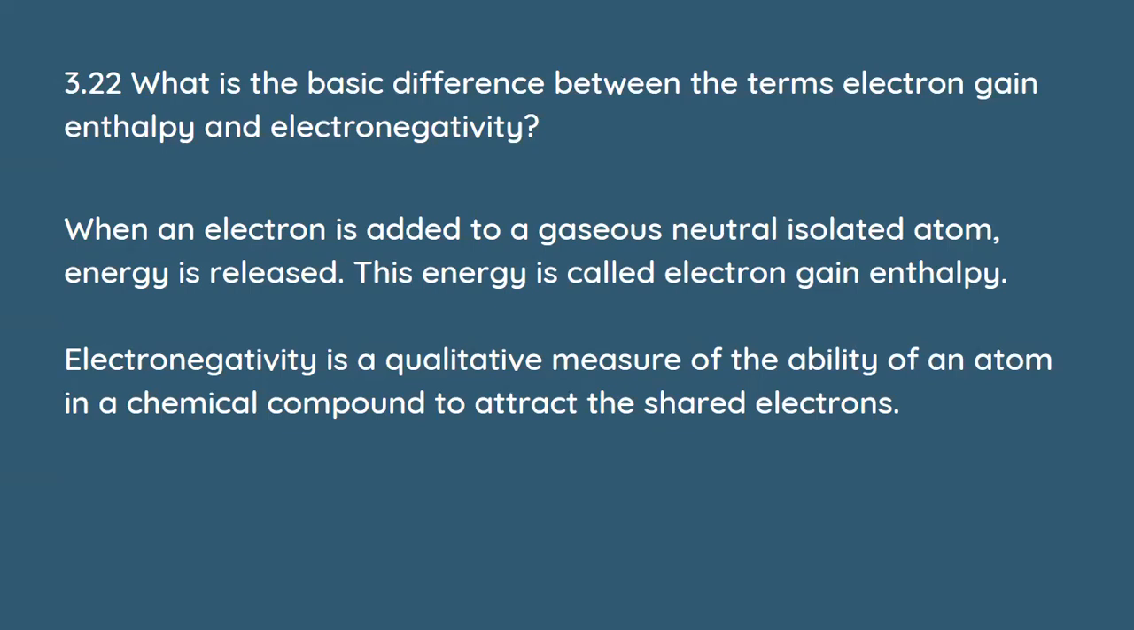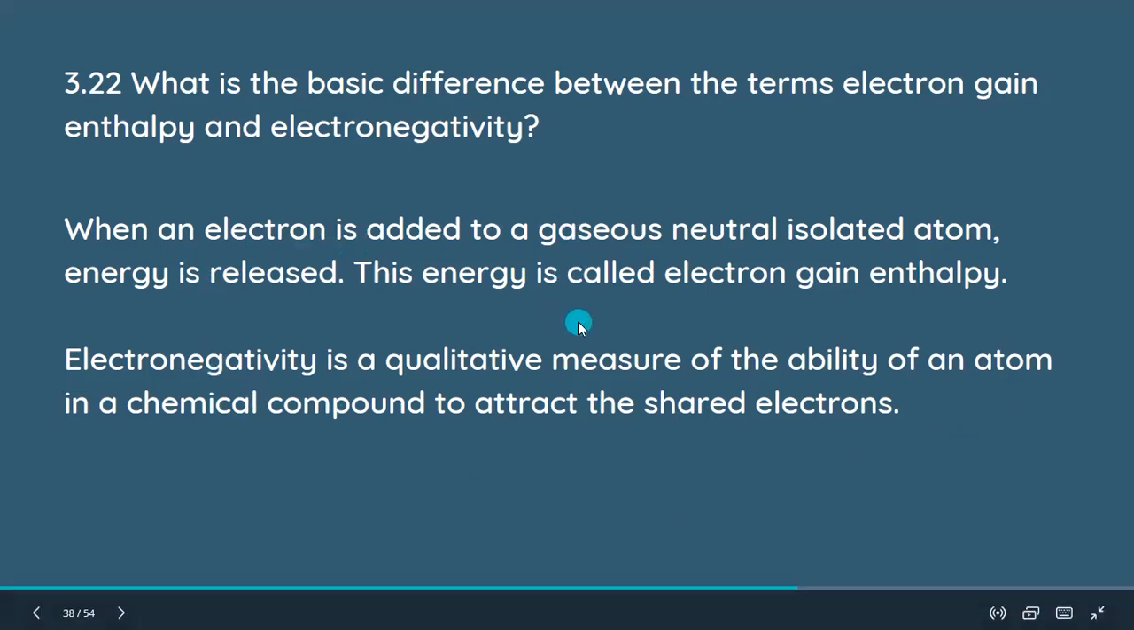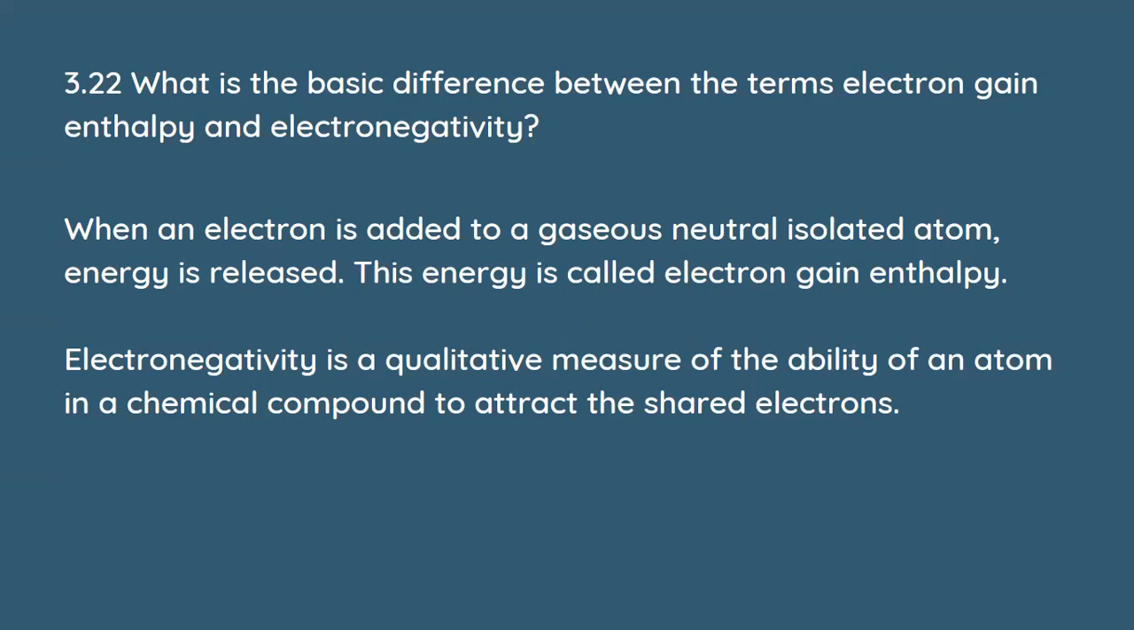So let's assume there's a bond between carbon and fluorine. Fluorine likes to pull the electrons towards itself, right? So fluorine is more electronegative than carbon. So it's relative to the atom it is bound to. So the definitions are: when an electron is added to a gaseous, neutral, isolated atom, energy is released. And this is called electron gain enthalpy.